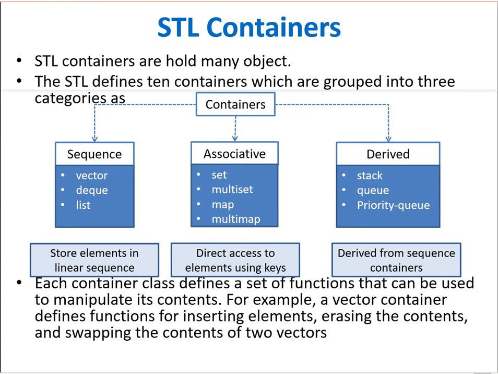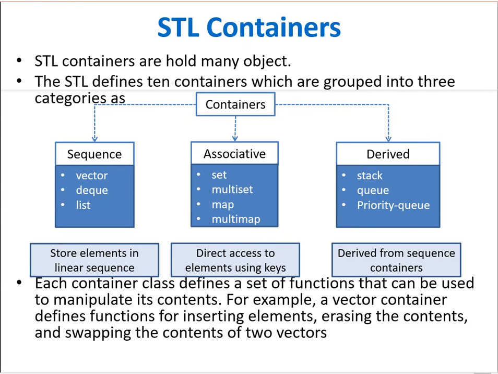Associative container. In an associative container, we can directly access the elements with the help of a key. Examples of associative containers are set, multiset, map, and multimap. Derived container. These derived containers are derived from the sequence containers. And examples of derived containers are stack, queue, and priority queue.